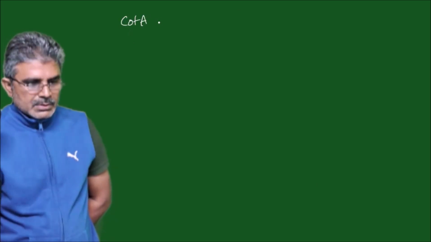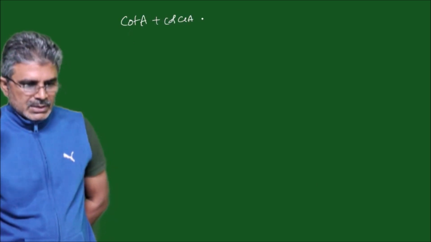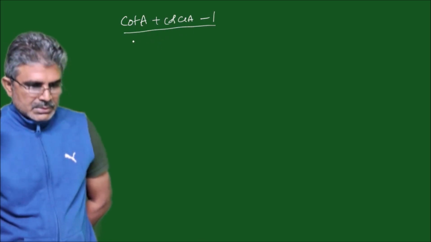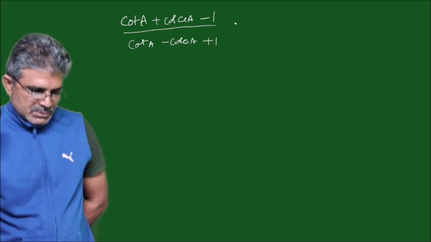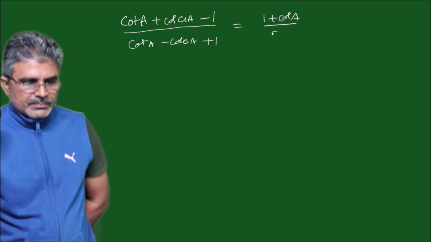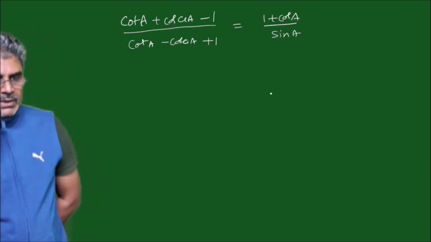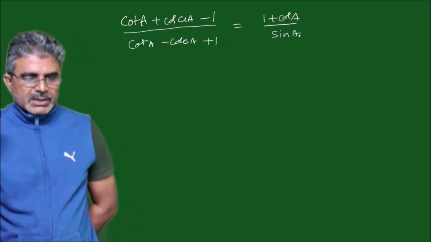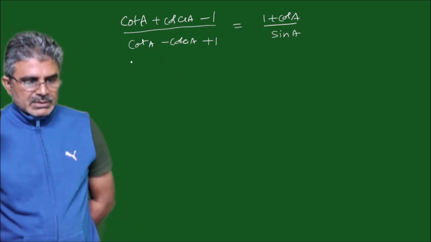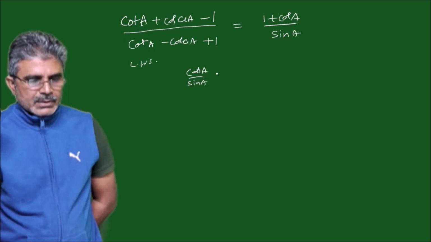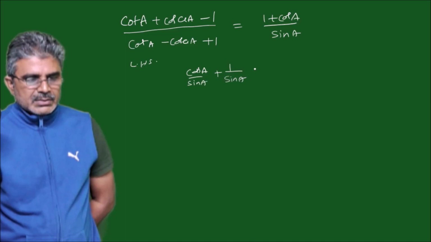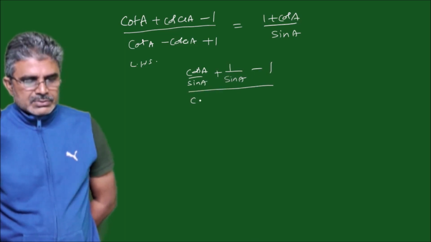Our next question is cot A plus cosecant A minus 1 divided by cot A minus cosecant A plus 1, which should be equated to 1 plus cos A by sin A. The left hand side has cot and cosecant terms, and the right hand side has cos and sin terms. Just take the left hand side and convert: cot A I can write as cos A by sin A, plus cosecant I can write as 1 by sin A, minus 1, divided by, below also, cos A by sin A minus 1 by sin A plus 1.